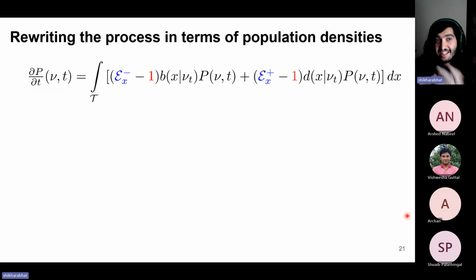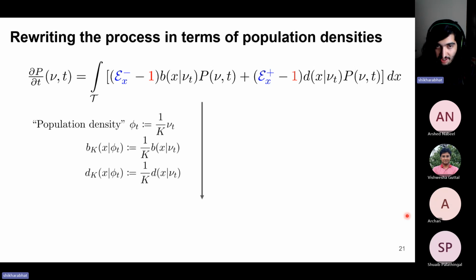Let's first try to rewrite the process in terms of population densities. Here's the master equation I just wrote down. Let's now try to rewrite this master equation. Here are the substitutions that I had pointed out. First, phi is just nu by k. It is the population number divided by this system size parameter. And the birth and death rates are the birth and death rates for population numbers scaled by k.